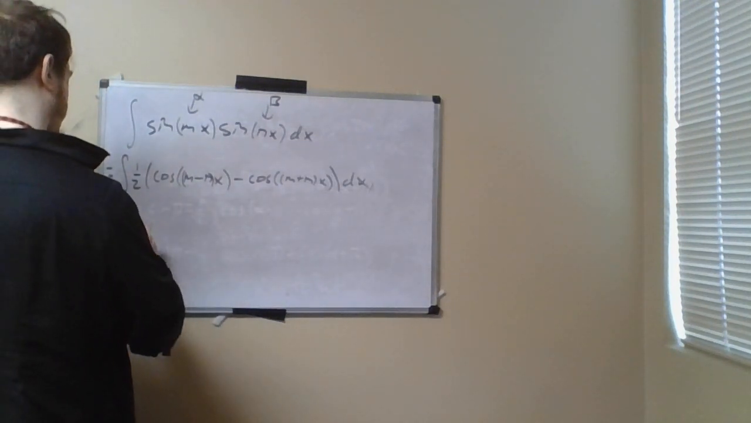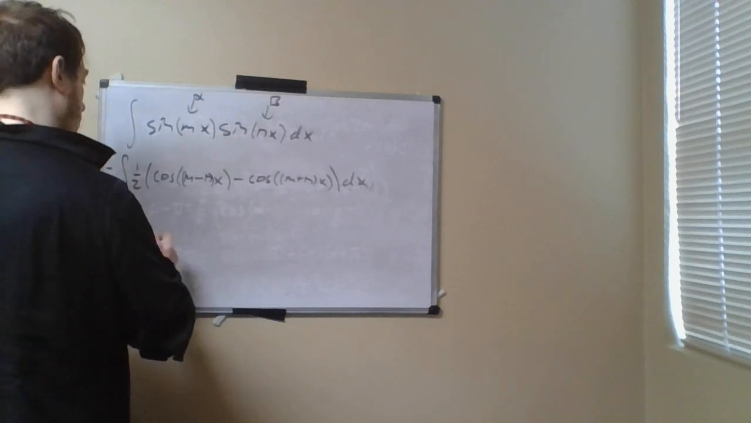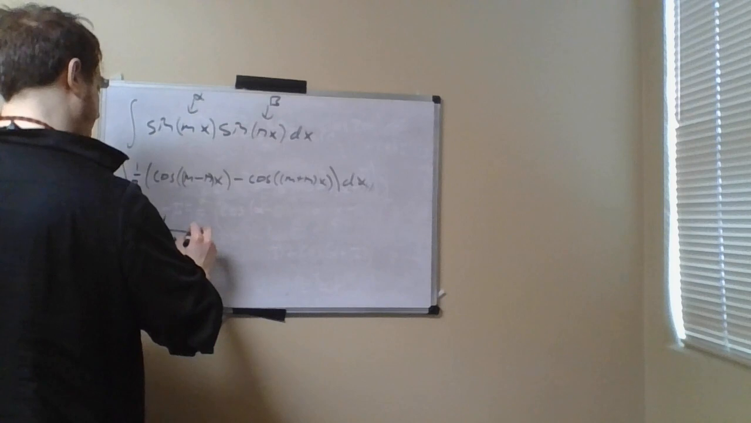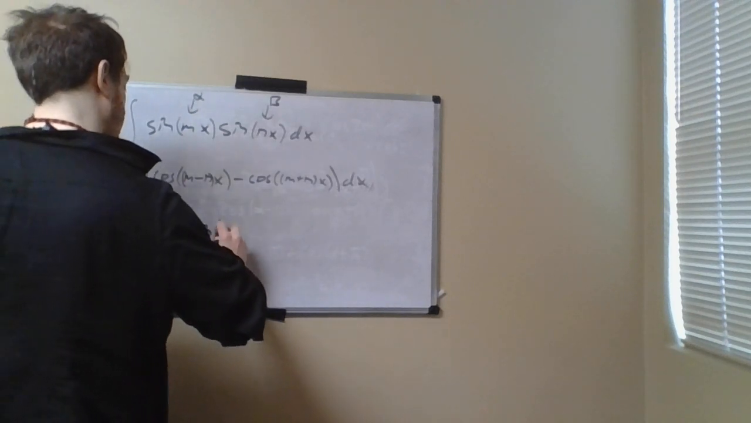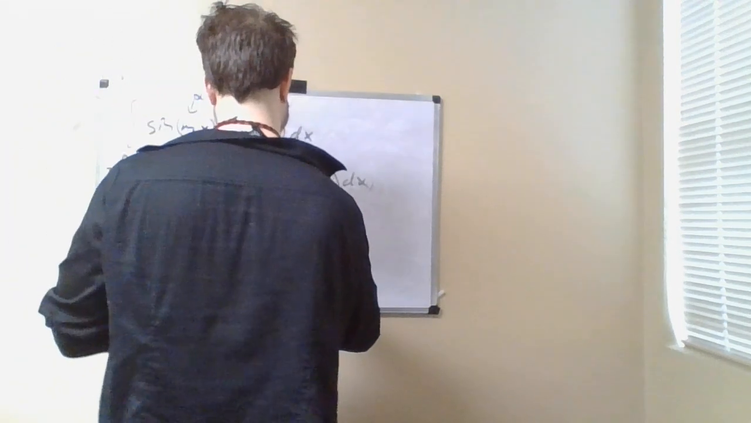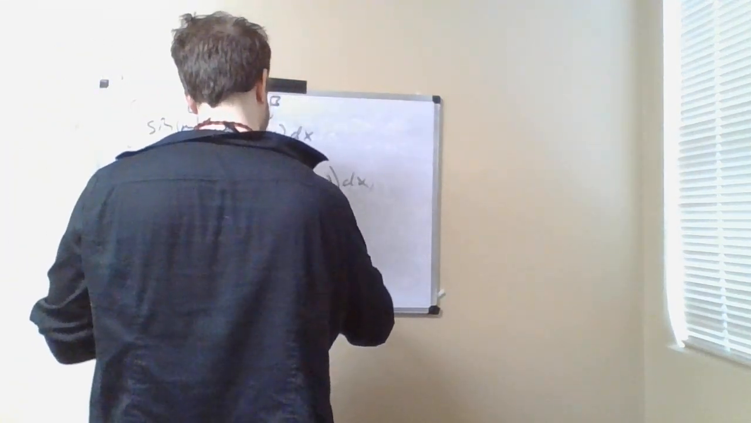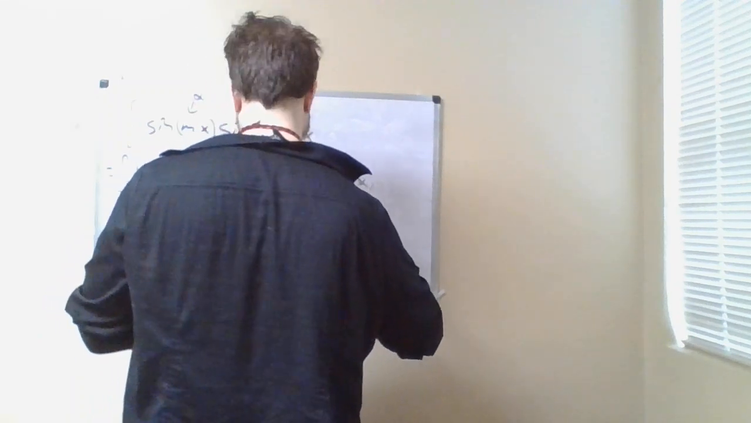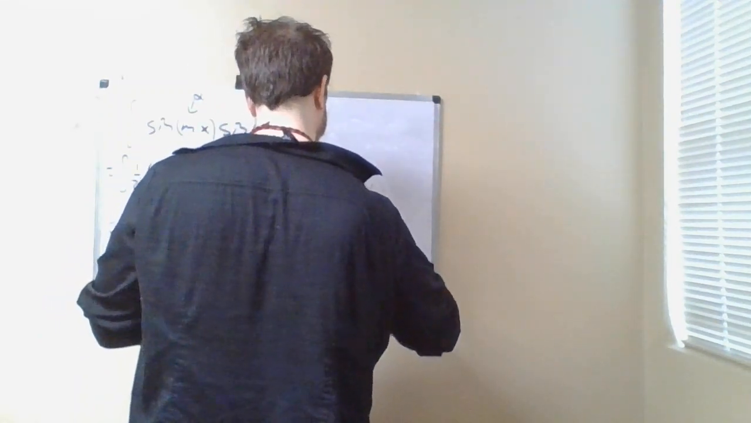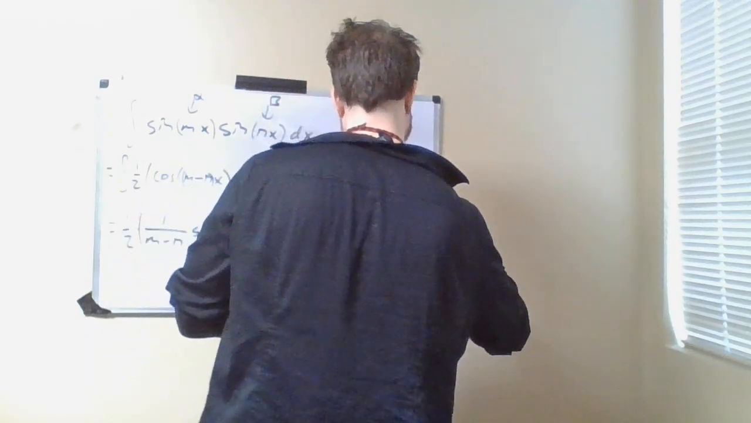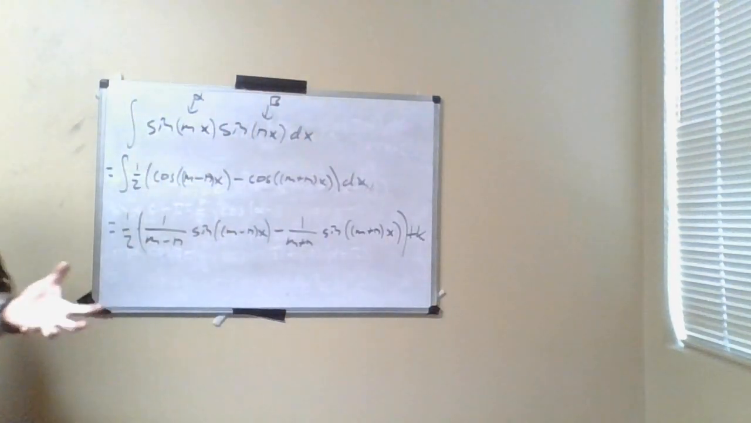1/2 times the quantity 1 over m minus n sine m minus n times x minus 1 over m plus n sine of m plus n times x plus a constant. And there we go.